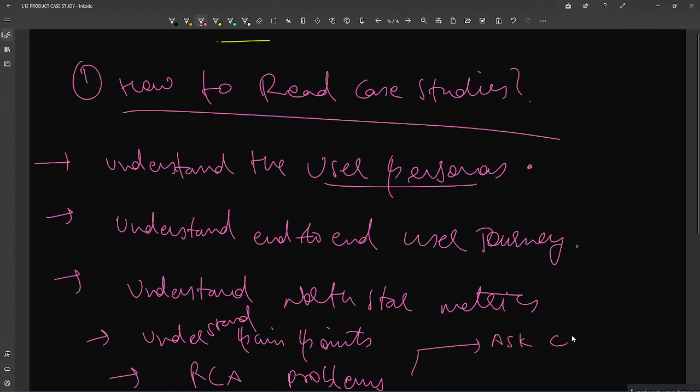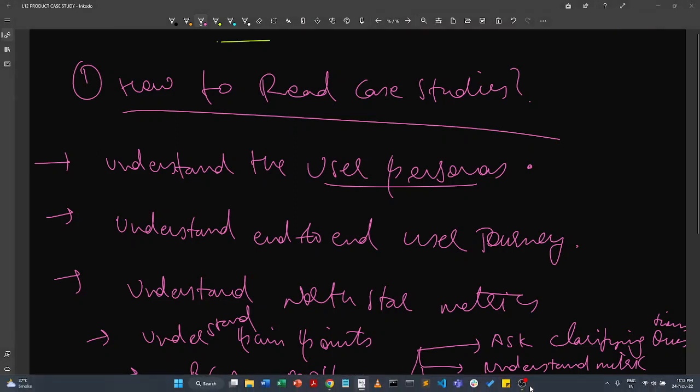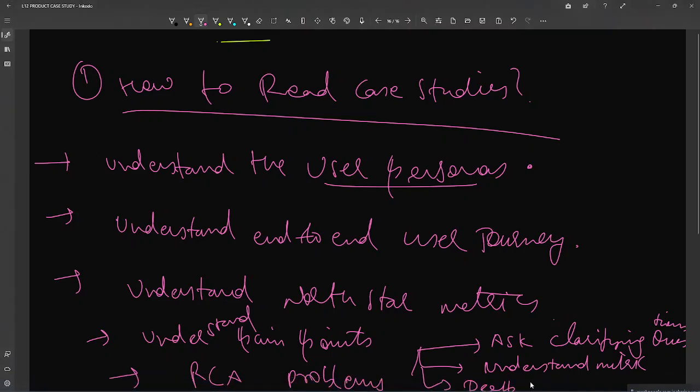Ask clarifying questions. You need to ask clarifying questions. Then frame and understand the metric, then deep dive, then solution. So tell me one thing: these are the 5 steps, right?